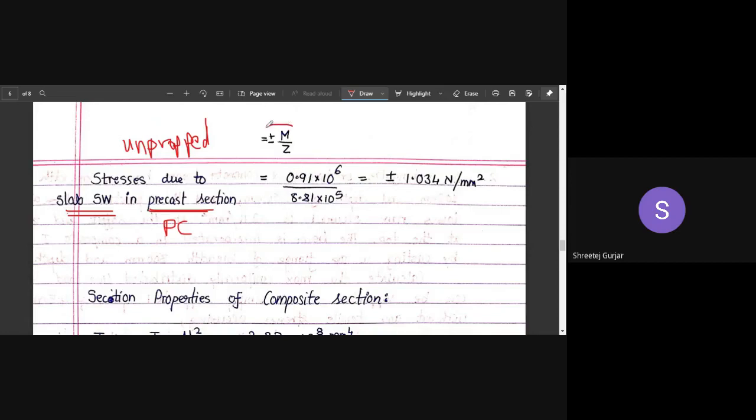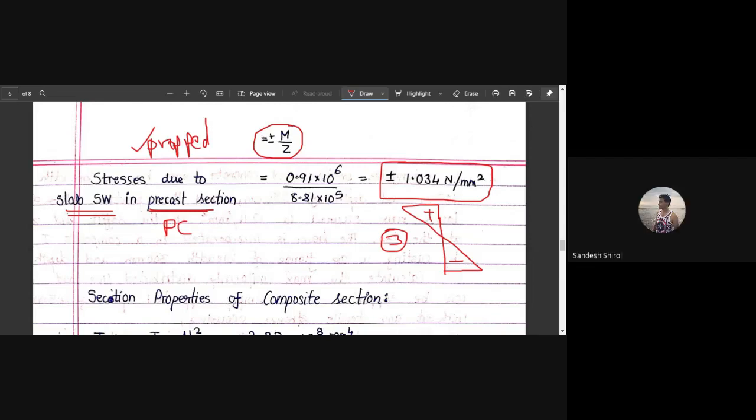So M by Z, normally what we substitute, M by Z we have substituted plus or minus 1.30034. So this is the third diagram which we have drawn. Plus or minus, third thing. Now, if it is a propped condition, what will be the change if it is a propped one? If it is propped instead of unpropped, what will be the change over here? Can you identify? What will be the changes that we have to do?